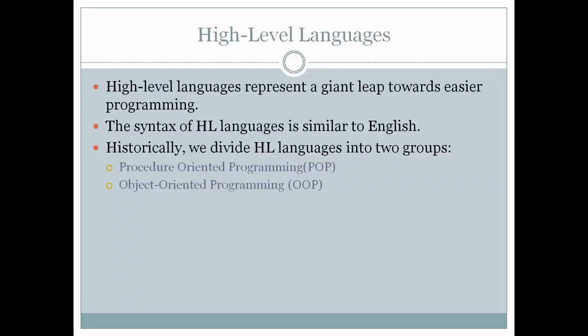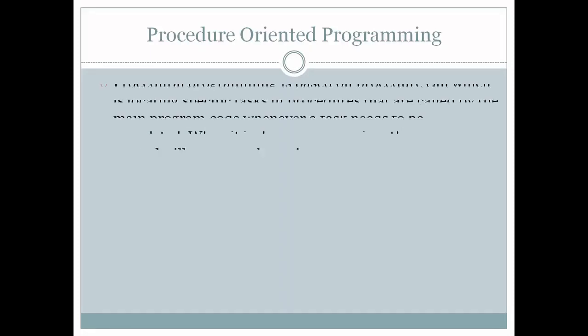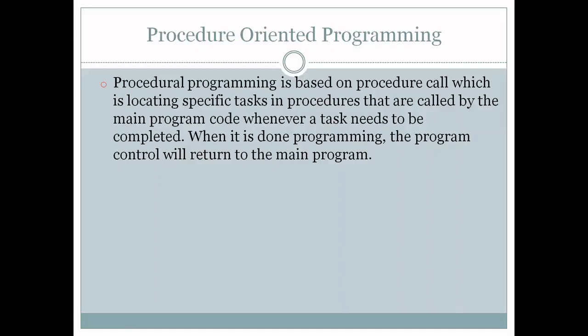Okay, let's see one by one what is procedural oriented programming language and object oriented programming language. Procedural oriented programming language, as I have told you, you have already studied about procedural oriented programming. You have studied C programming language. So procedural oriented programming is based on procedure calls, which is locating a specific task in a procedure that are called by main program code whenever a task needs to be completed. When it is done, the program control will return to the main program.